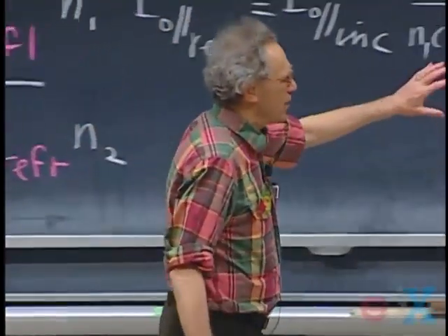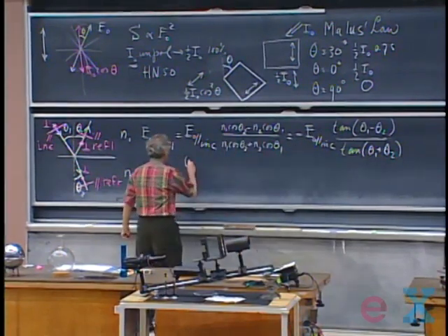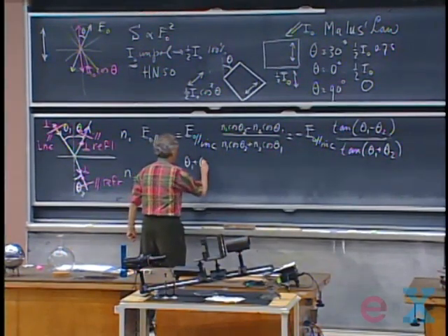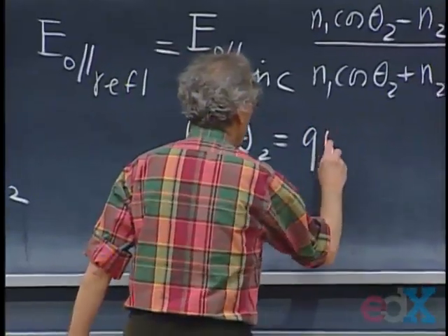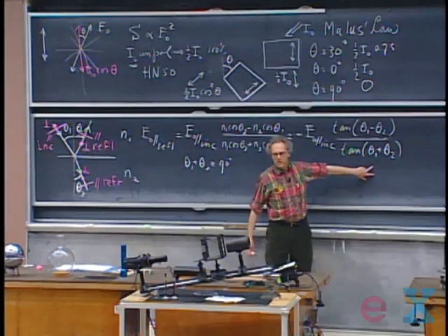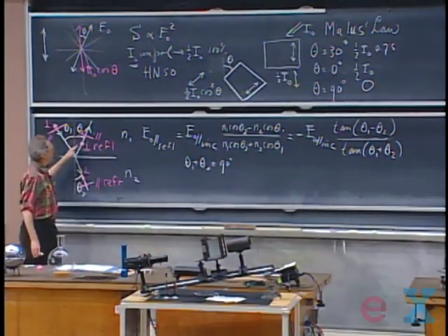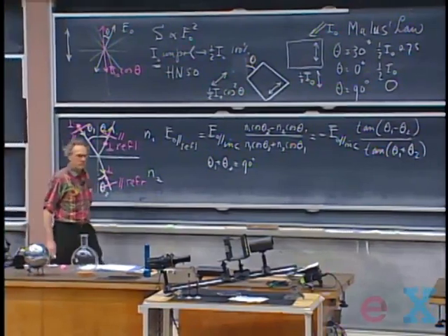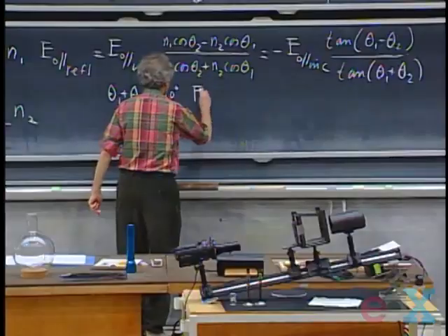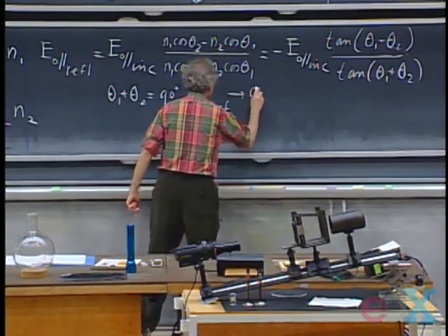There is something very special hidden in this equation, and that is when theta one plus theta two is 90 degrees, then the downstairs here is infinitely large. And so that means that the parallel component in reflection is zero. So E parallel in reflection goes to zero.